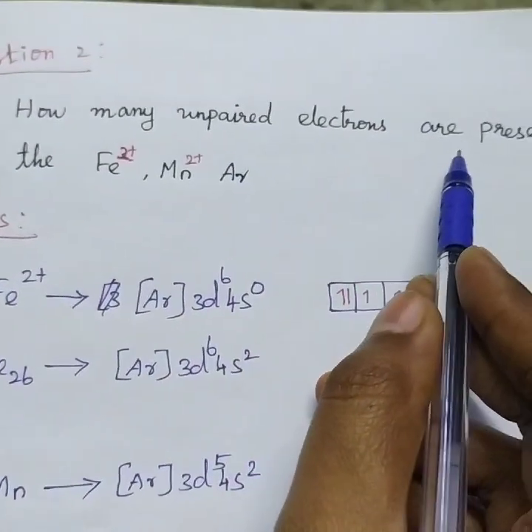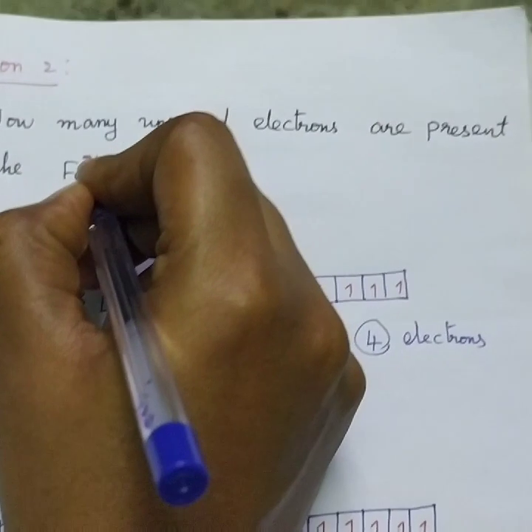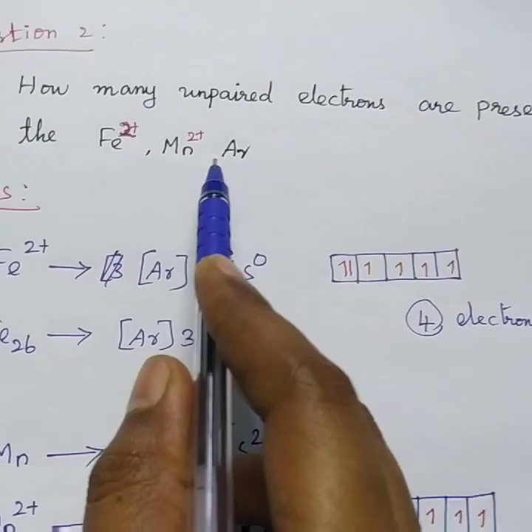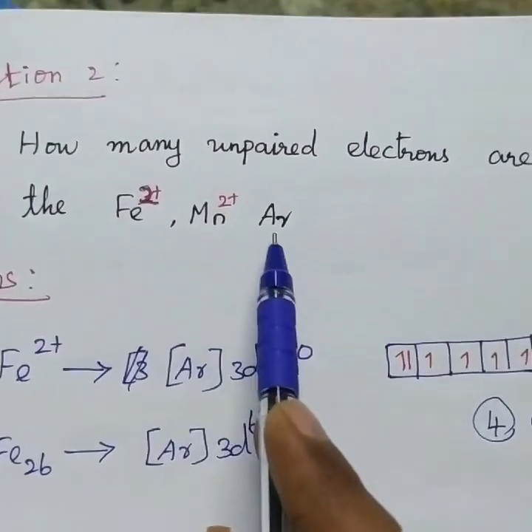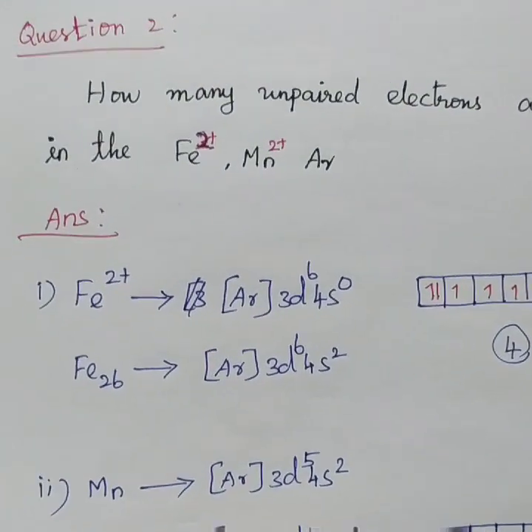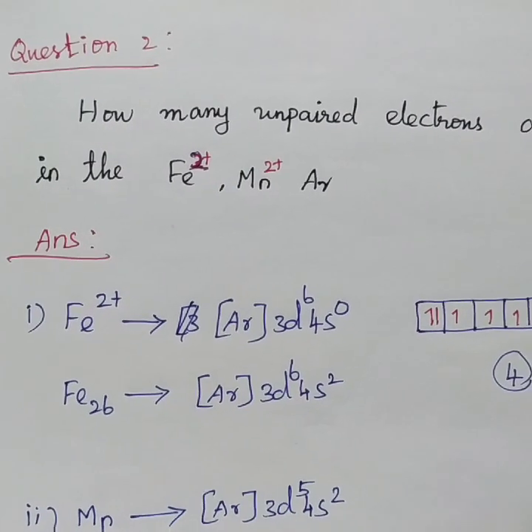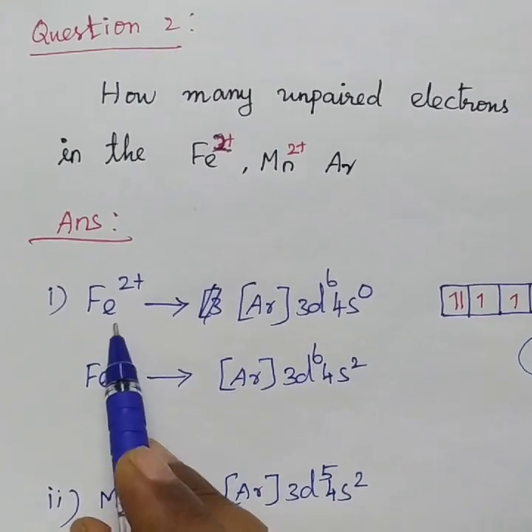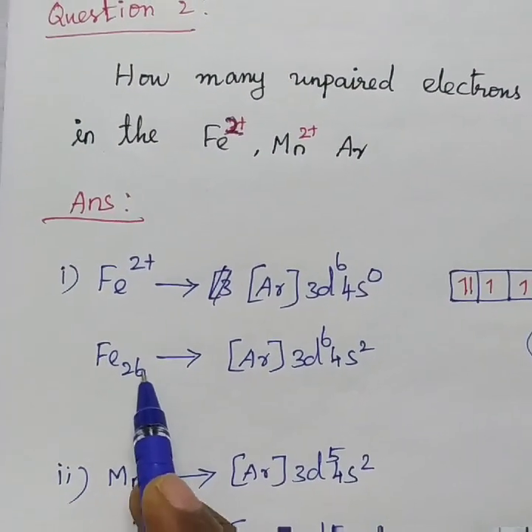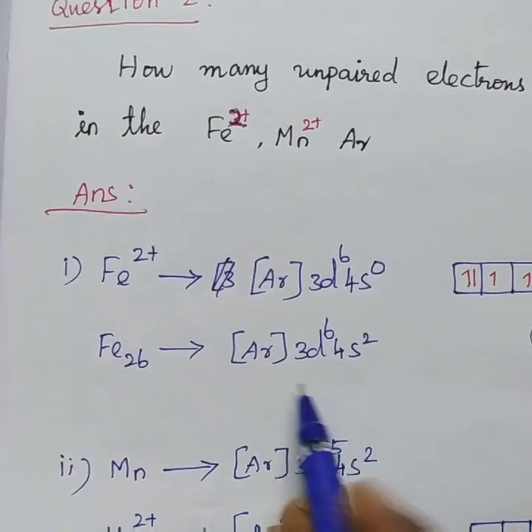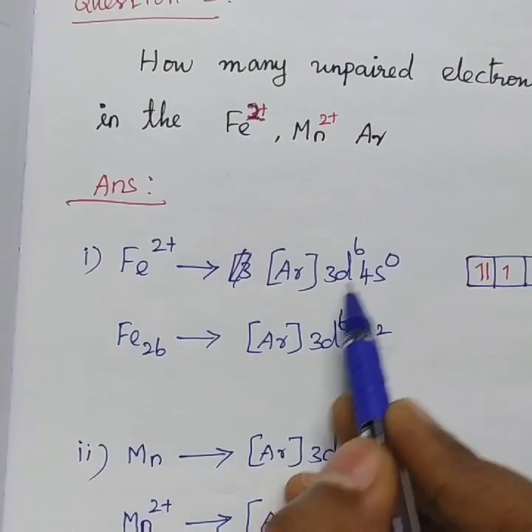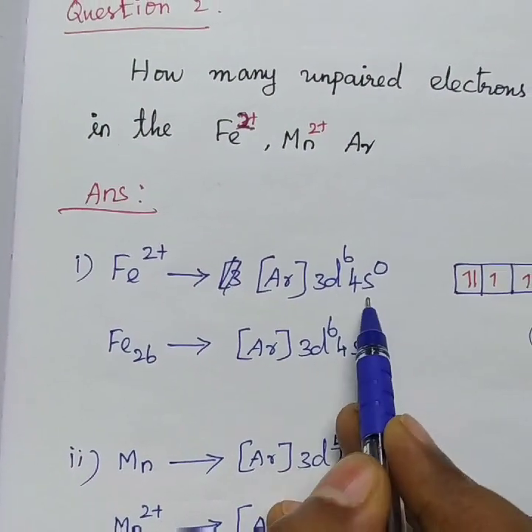How many unpaired electrons are present in Fe2+, Mn2+ and argon? Here I have given 3 examples: the first 2 are ions and the next one is an atom. To identify the unpaired electrons, you also need to write the electronic configuration for the ions. Here I have written Fe2+ directly, but if you attempt this question, first write the Fe electronic configuration, as I already told you, and from that you can easily write Fe2+: argon 3d6 4s0.